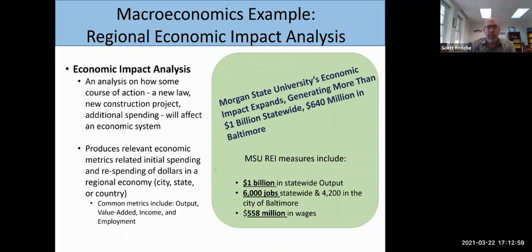You see in the right green box here, I don't know if you all have heard this or seen this. It's received a lot of promotion. If you follow MSU Announce, those email blasts. But Morgan State University has an economic impact, according to a recent study, of $1 billion statewide. That's at the state level. And $640 million in Baltimore. That's at the regional level, or the city level, I should say. So you got $1 billion in statewide output, 6,000 jobs in the state, and $558 million in wages or income.